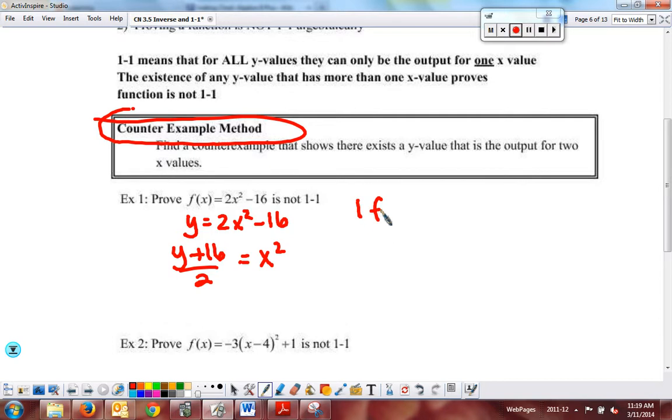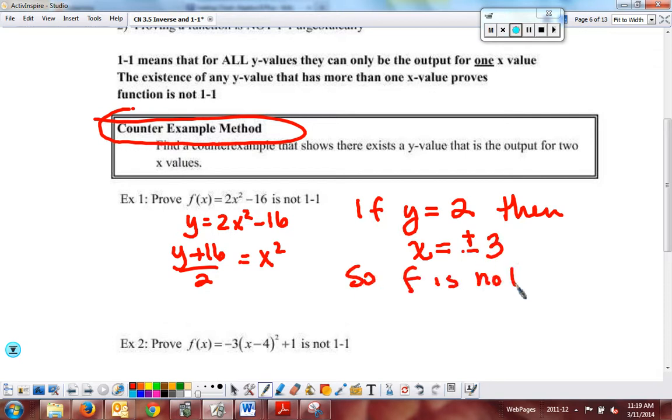So we would say if y equals 2, then what is x squared, or what is x equal to? If I put a 2 in here, that would be 9. So x equals plus or minus 3. So f is not 1 to 1.